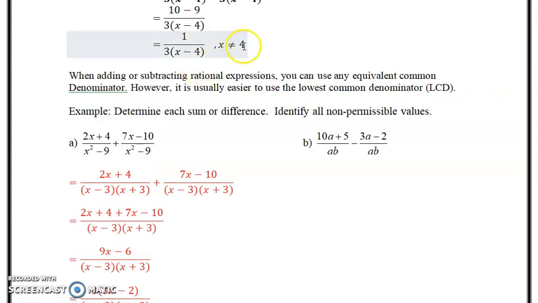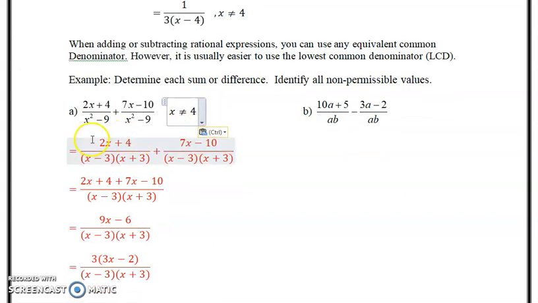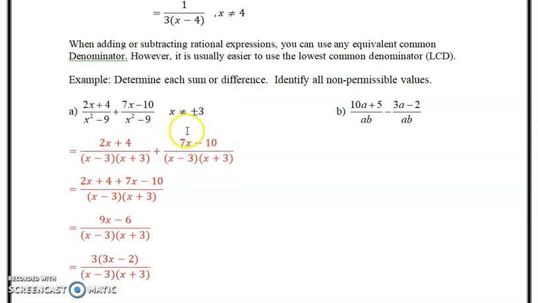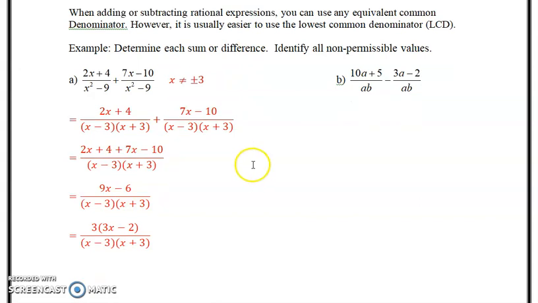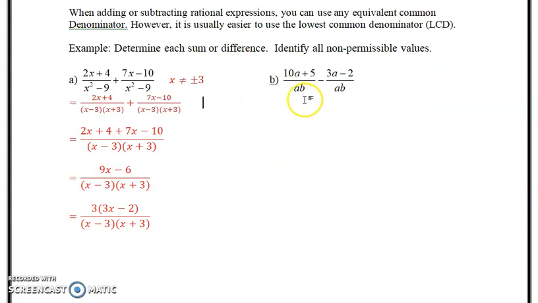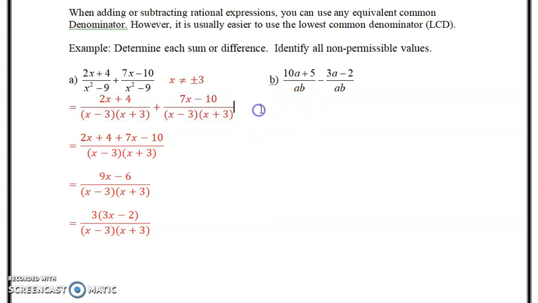And remember, don't forget about your non-permissible values. So x can't be plus or minus 3. Right? So x cannot be plus or minus 3, or x minus 3. Whatever works for you. Okay, I'll make that red. Alright, and that's it. Let's look at the next example. They use a and b, it doesn't make a difference, it's fine.